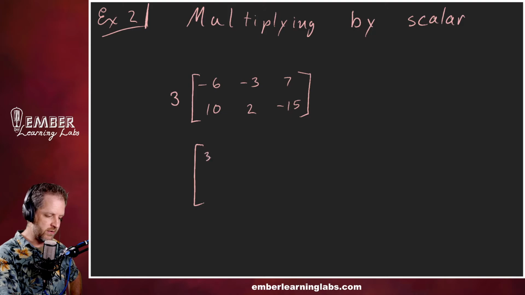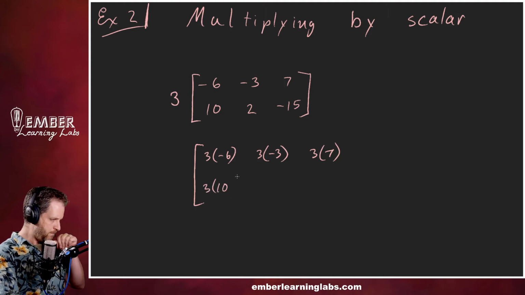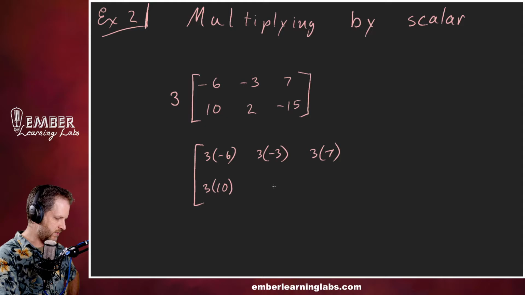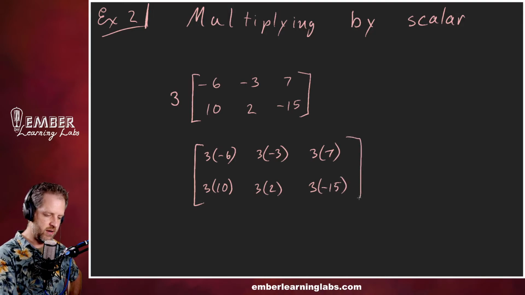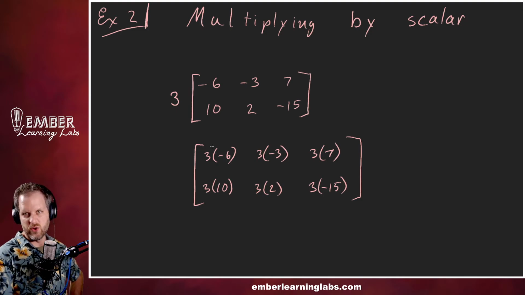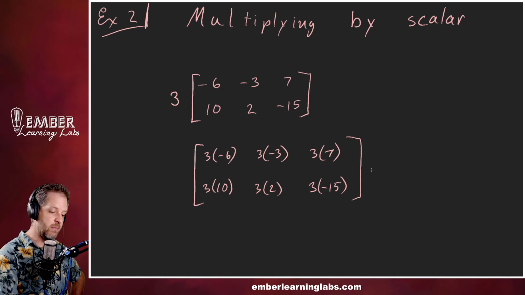So it ends up being 3 times negative 6, and then 3 times negative 3, and then 3 times 7, and then 3 times 10. 3 times 2, and then 3 times negative 15, right? So then you'd, of course, do that. Again, you could probably do those bits in your head, and that would be totally fine. But here it is.